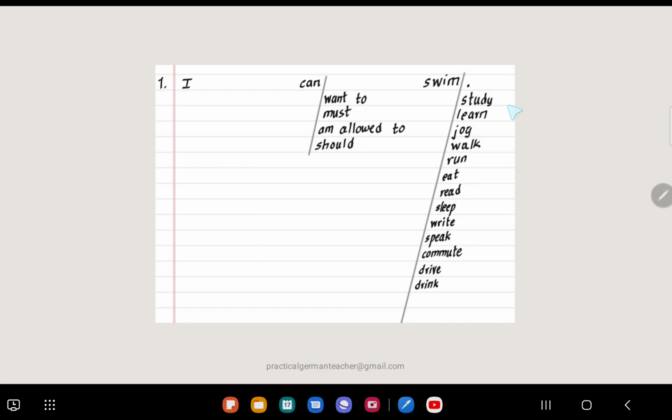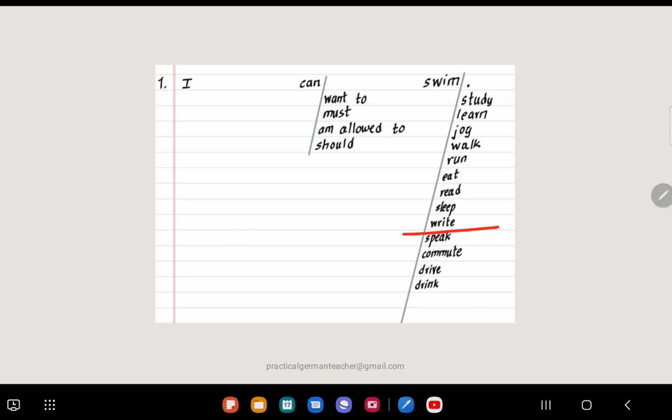By now, in your homework German vocabulary notebook, you have what study means, how to say study, learn, jog, walk, run, eat, read, sleep, write, speak, commute, drive, drink in German. So you know the German verbs. And then you learned last week the modal verbs. If you just know the verb for study, studieren or lernen, but you know the modal verb, you can say 5 or 6 different things, right? I can study, I want to study, I must study, I'm allowed to study, I should study. Okay, let's look at that.